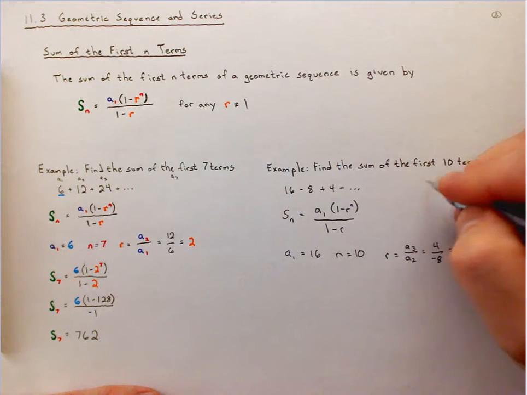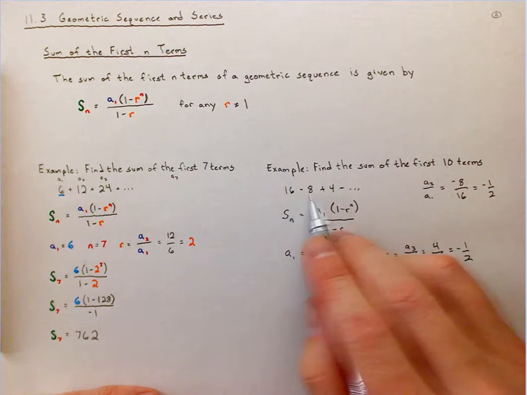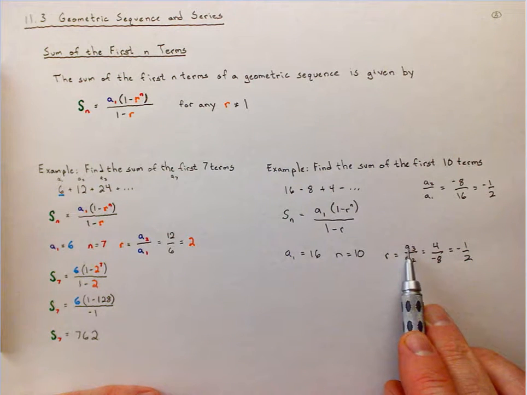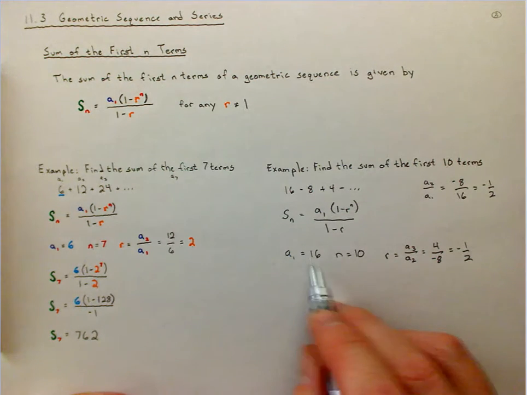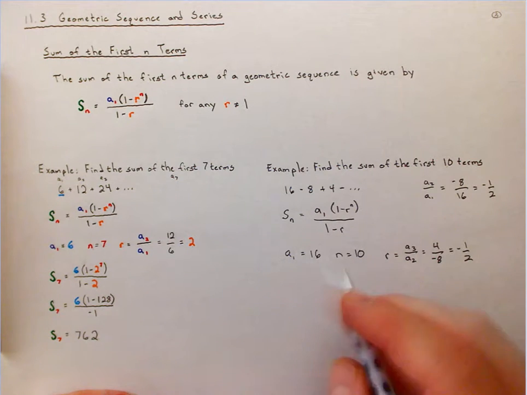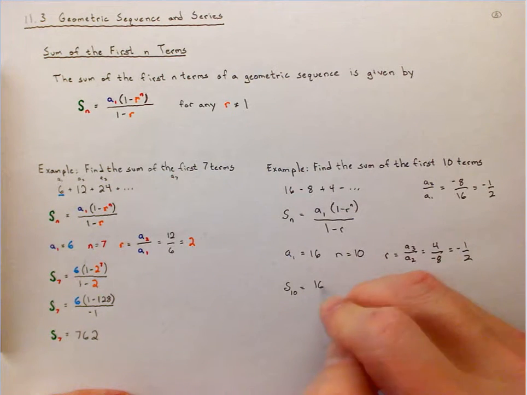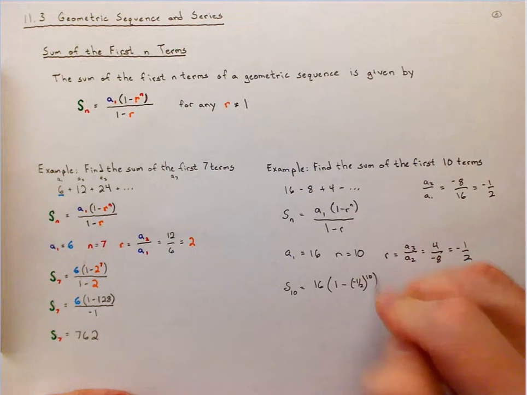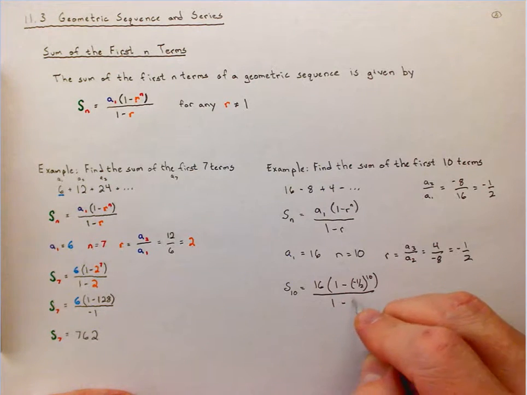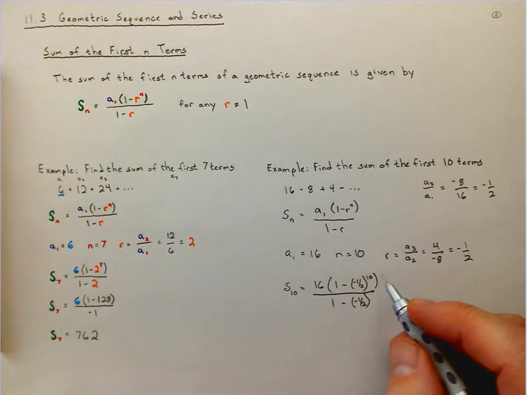And I would have had the same thing if I said a sub 2 divided by a sub 1. That'd be negative 8 over 16. That r value, just like d, is the same in between each one of these. I just need to make sure that I pick a higher term in the sequence and place it over the next lowest term in the sequence. So now I take these values, 16, 10, and negative 1/2, and I plug them in where they're supposed to go. So n was 10, so S sub 10 equals 16 times 1 minus negative 1/2 to the 10th, and 2 to the 10th.